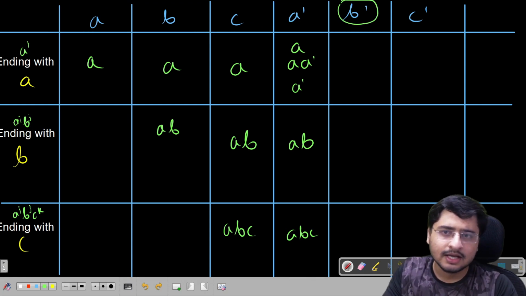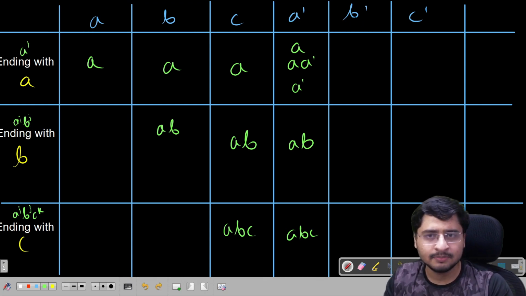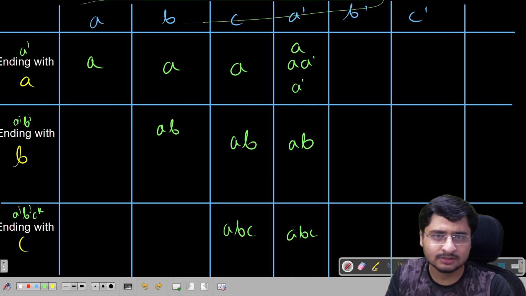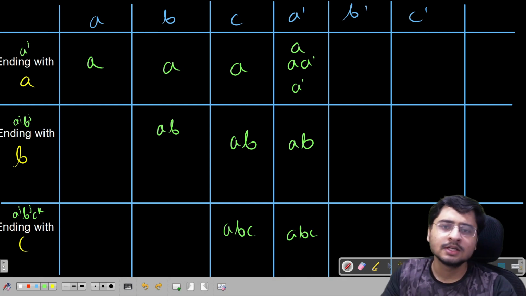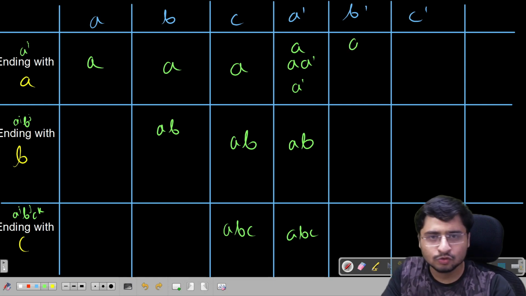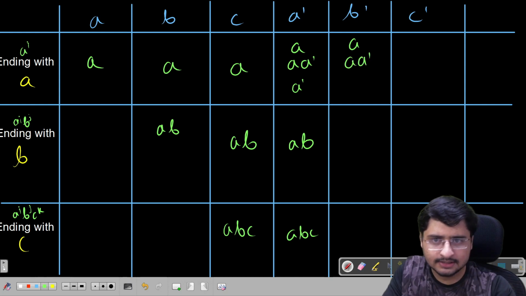Let's move forward. B dash wants to come now. This is the particular subsequence we are looking at. Right. Let's try to understand this. So when we talk about B dash, we are saying that B dash is ending with A. So ending with A, so A dash, A. These are all just ending with A.